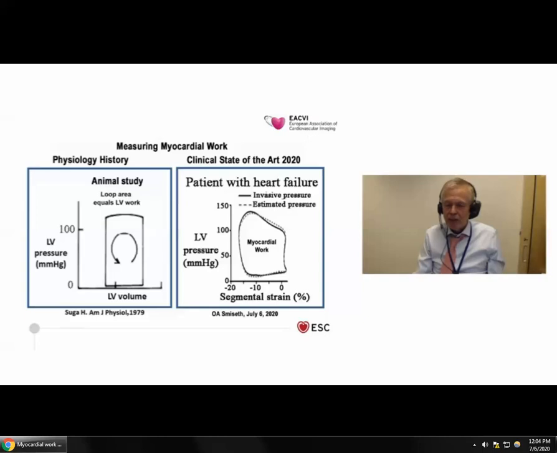You see LV pressure, and you see the segmental strain in the myocardium of this patient. The loop has two lines. One line is the solid line, that's the invasively measured pressure, which you measure to validate whether the pressure we now estimate by echo is a good one. Because this innovation contained a novel way to estimate LV pressure by echo only. And as you see, the dashed line, that is the pressure by echo, is really close to the measured pressure by the high fidelity catheter. That was the big novelty, which started the work expansion as a method.